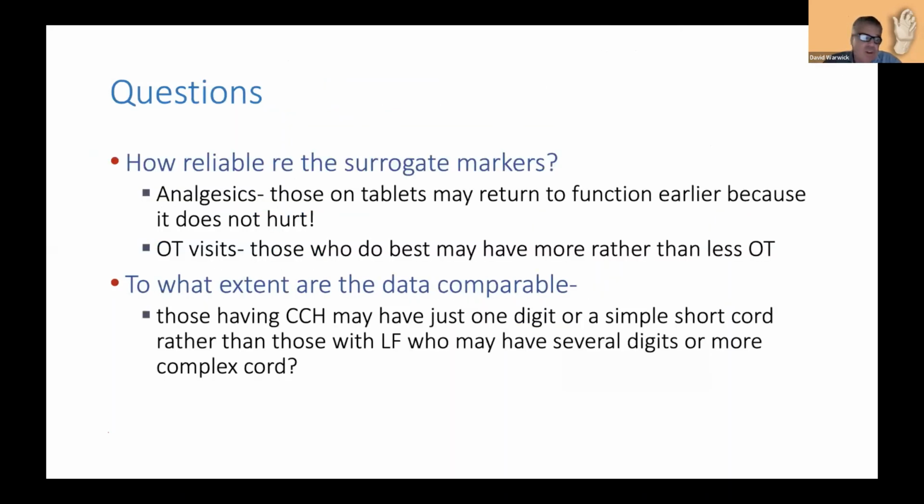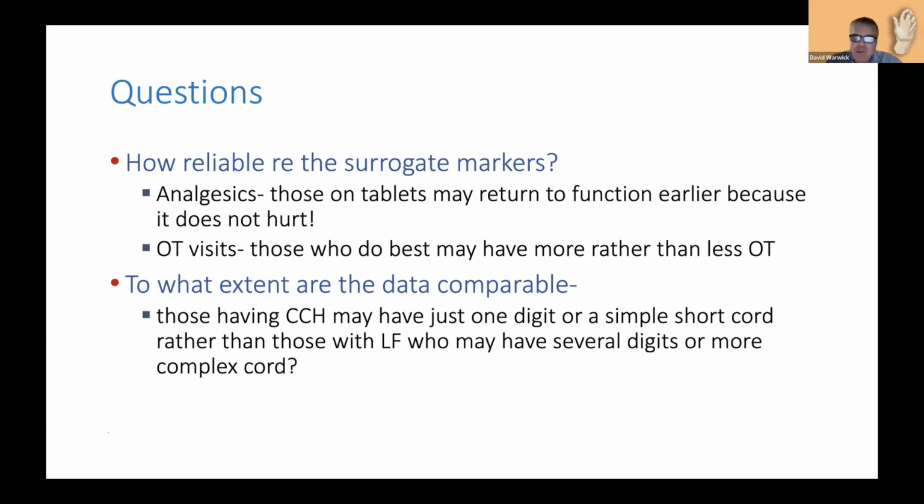I've got a couple of questions, if I may. First of all, how reliable are the surrogate markers? Because it just seems to me if you have less analgesics, or if you have more analgesics, you may actually get back to function earlier because you've got the painkillers on board. If the analgesics work, you may go back to function quicker because you take analgesics, if that kind of makes sense.